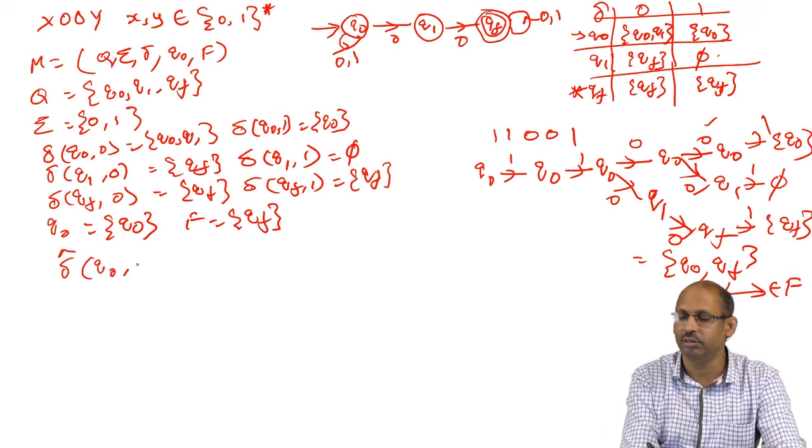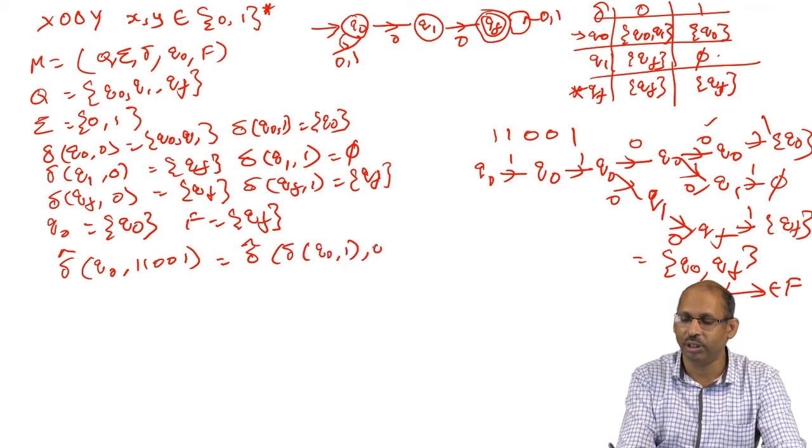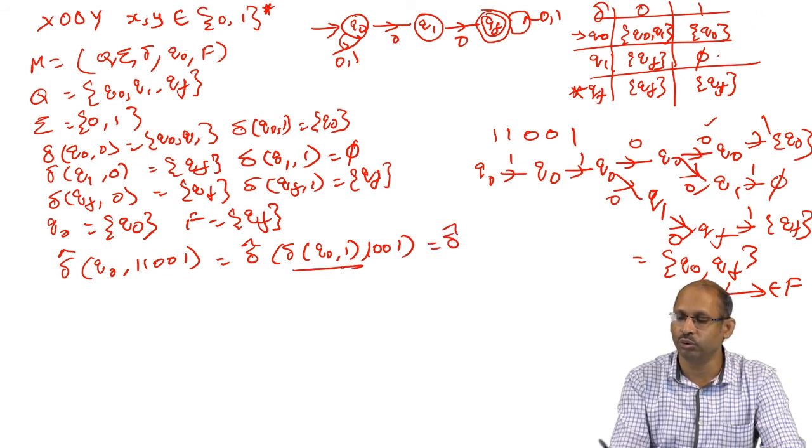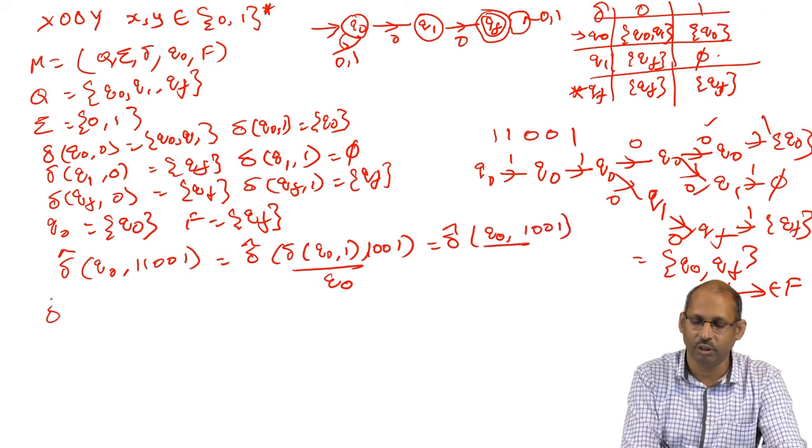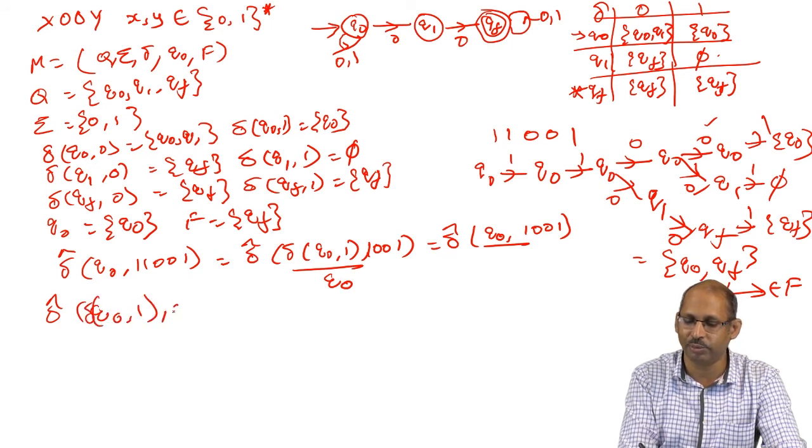Q naught on 11001. So Q naught on 1, remaining symbols 1001. Here Q naught on 1 is simply Q naught. Right? So it is Q naught on 1001. Now consider Q naught on 1, remaining symbols 001. So by the string transition function, Q naught on 1 gives Q naught, followed by 001.